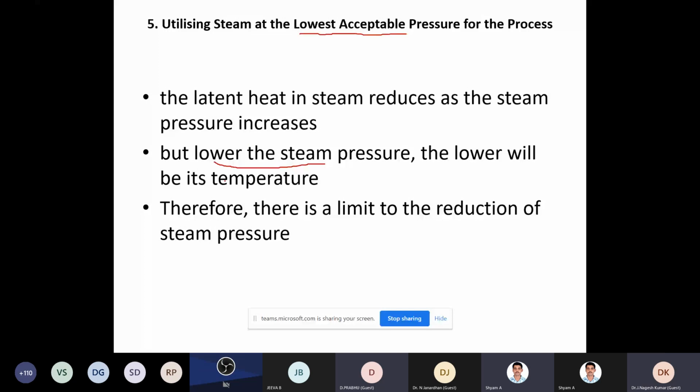So you have, say, 9 bar steam, saturation temperature is 173. 173 is going to the heat exchanger, but on the other side you want to heat the oil to 190 degrees centigrade. Then that means this 9 bar steam is not sufficient. You may have to go in for 11 bar steam. So there is a limit to the reduction of steam pressure. You cannot always operate at the lowest pressure, but the lowest practicable pressure.